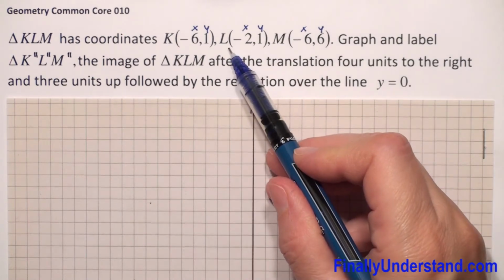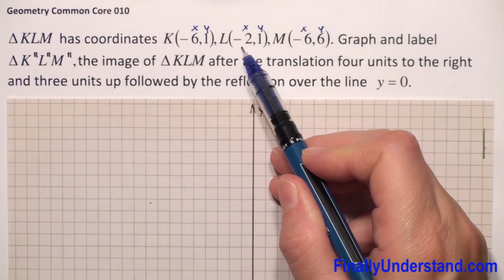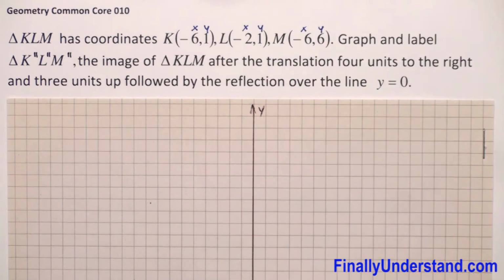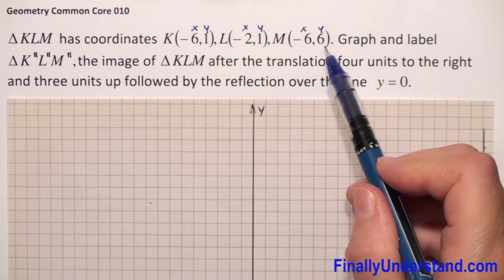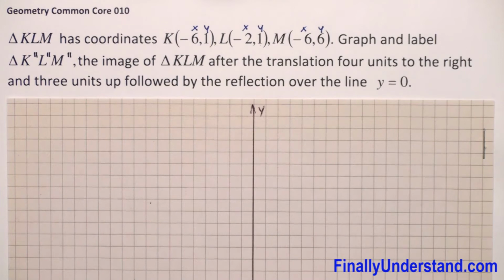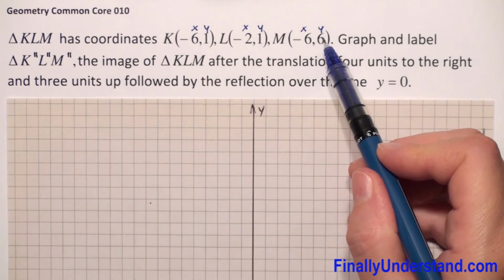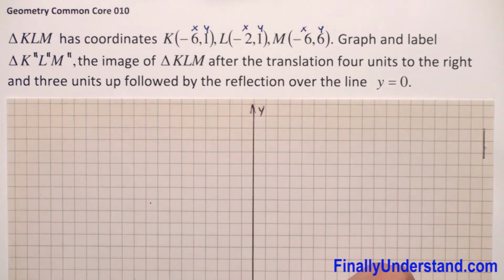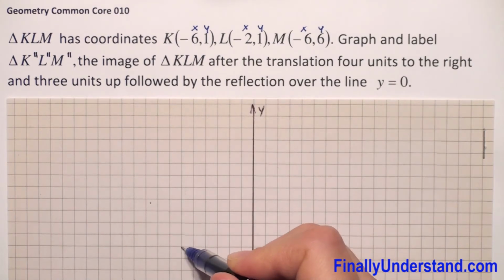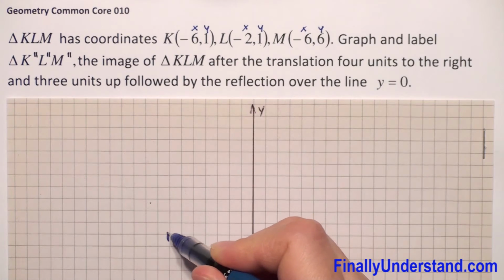Next, point L has coordinates (-2, 1): negative 1, negative 2, 1. This is our point L. And M is (-6, 6). So this is negative 6, and 6 up because y equals 6: 2, 3, 4, 5, 6. So this is our point M.